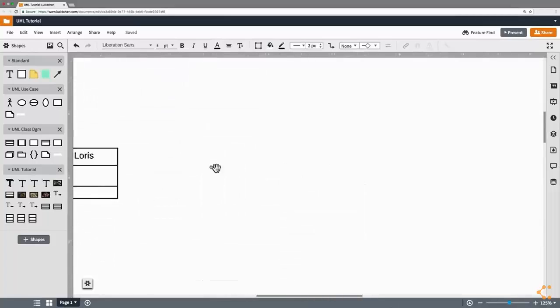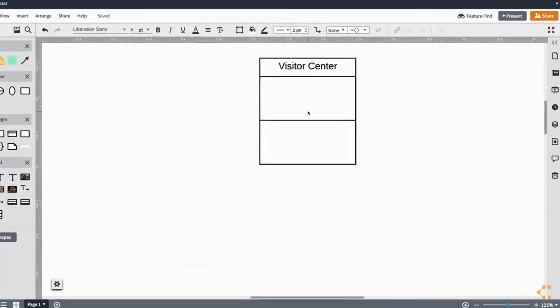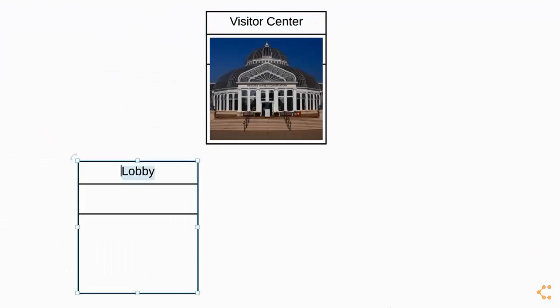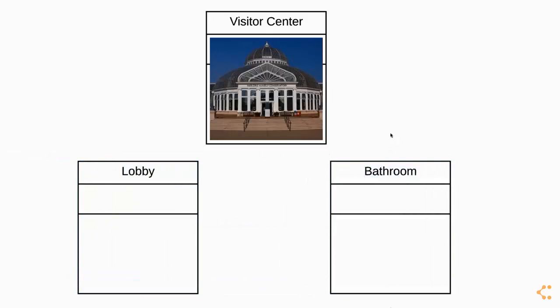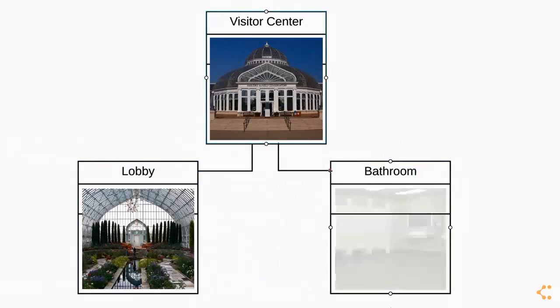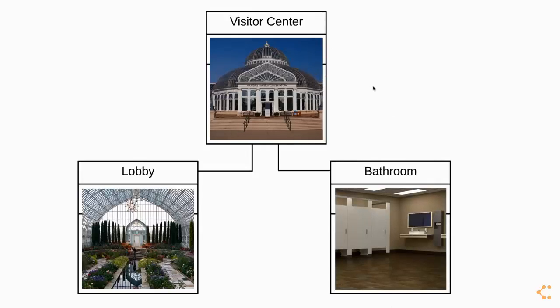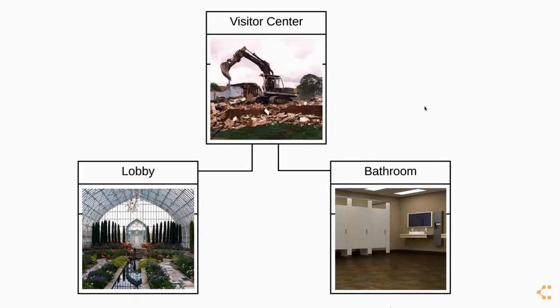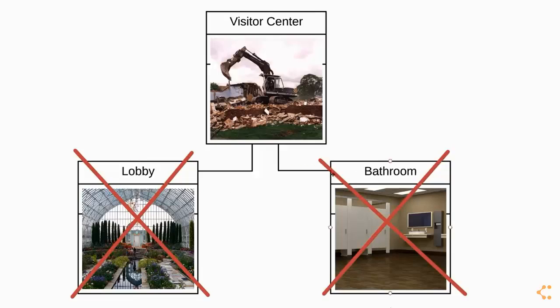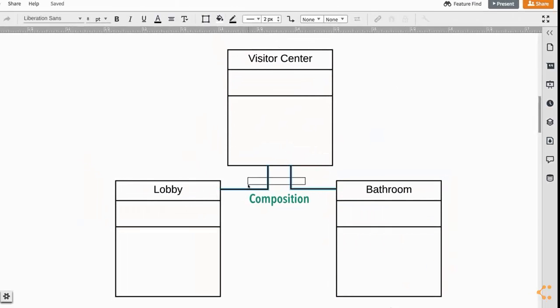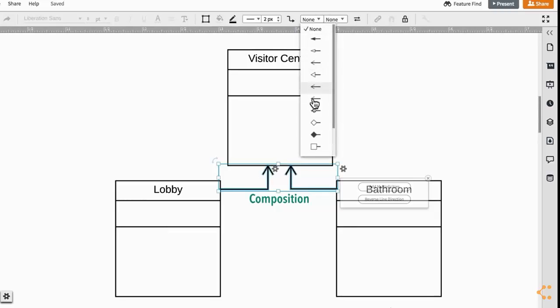To illustrate this, I'm going to create a few new classes. Let's just say we have several different visitor centers in our zoo, and each of those visitor centers has a lobby and a bathroom. Now, if one of our visitor centers was torn down, the lobby and the bathroom of that visitor center would be destroyed as well. Those rooms couldn't exist apart from the visitor center that they're in. That's composition, when a child object wouldn't be able to exist without its parent object. We note a composition relationship with a closed diamond.